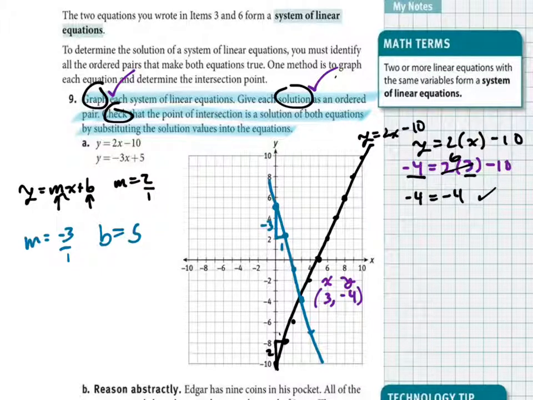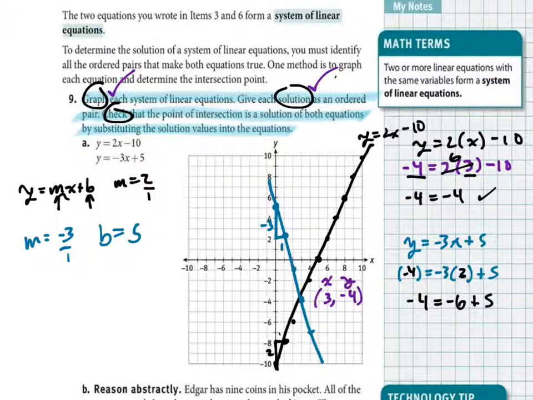Now we got to try the second one. Let me go ahead and write that one out first. The second one is y equals negative 3x plus 5. We have to plug the same point into this one. What was my x value again? It was 3, yeah, right here. And then my y value is negative 4. Now I simplify to see if it works. On this side I get negative 4, no more parentheses over there. Right here I multiply those.